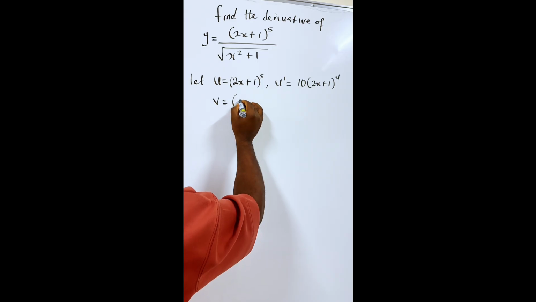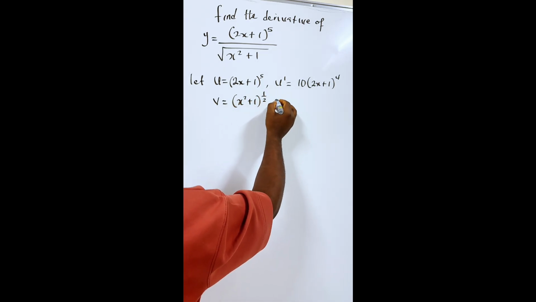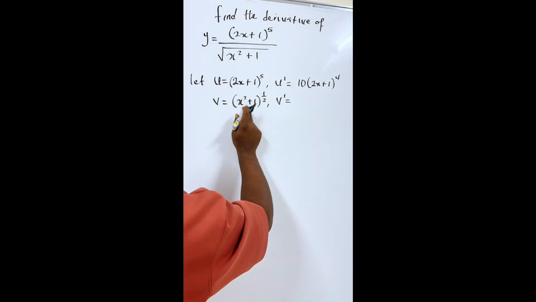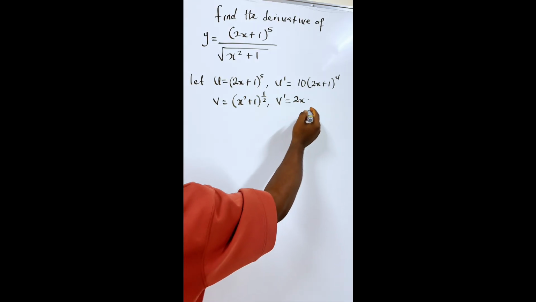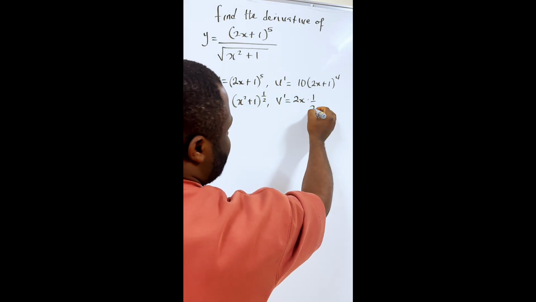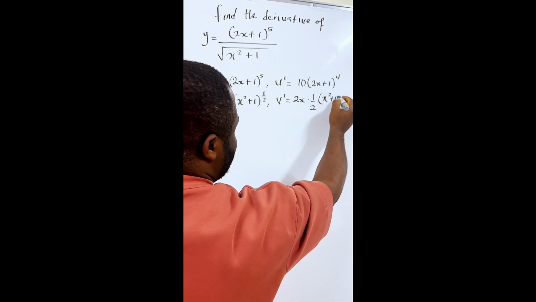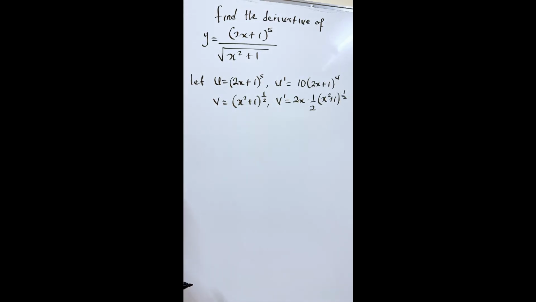Okay? So we also say v equals (x^2 + 1)^(1/2). Now for v prime, the derivative of this function is 2x, multiplied by the entire derivative, with 1 over 2. We now have (x^2 + 1)^(-1/2). Remember, we are subtracting 1 from the power.